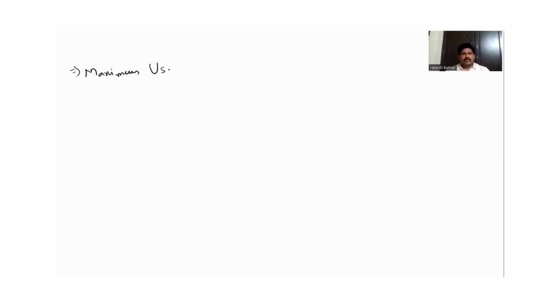Maximum usable frequency, that is denoted with MUF. It is also called as MUF. MUF stands for maximum usable frequency. So what is meant by this maximum usable frequency?